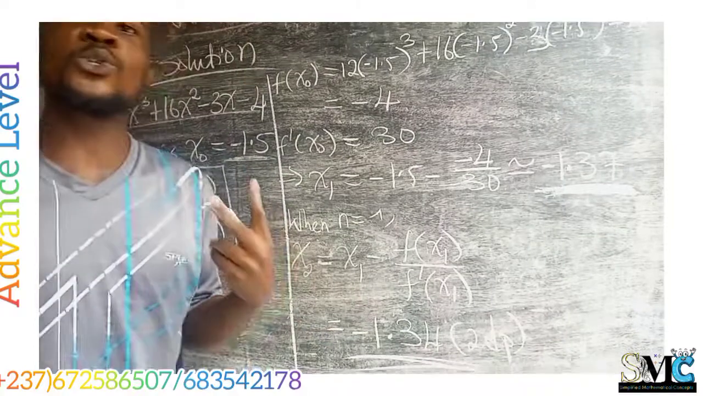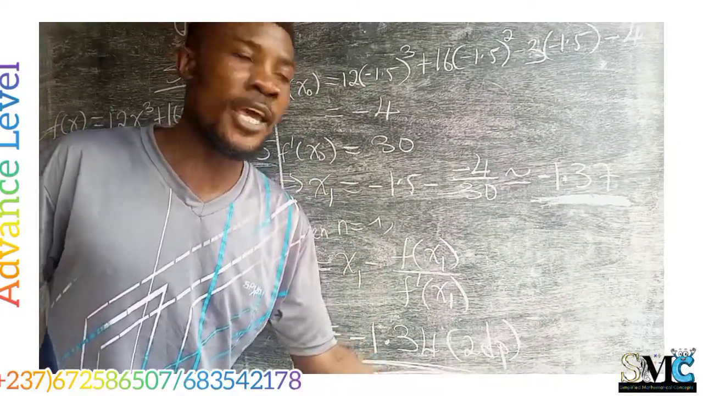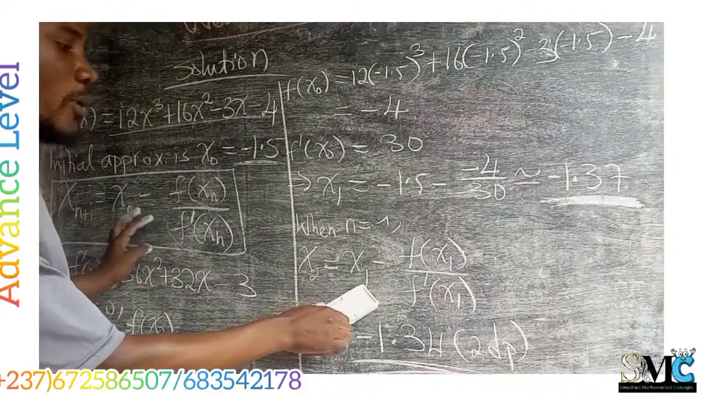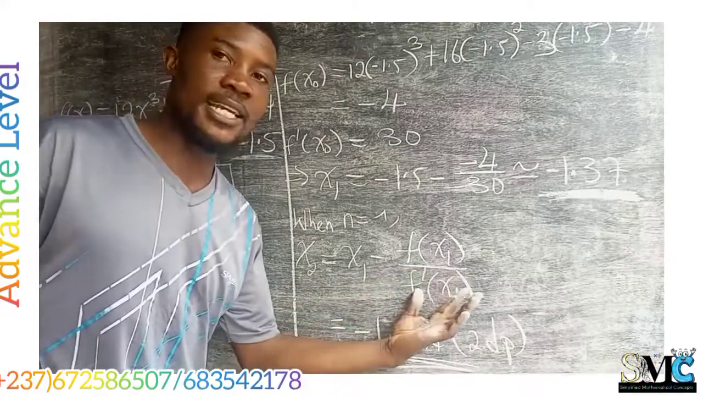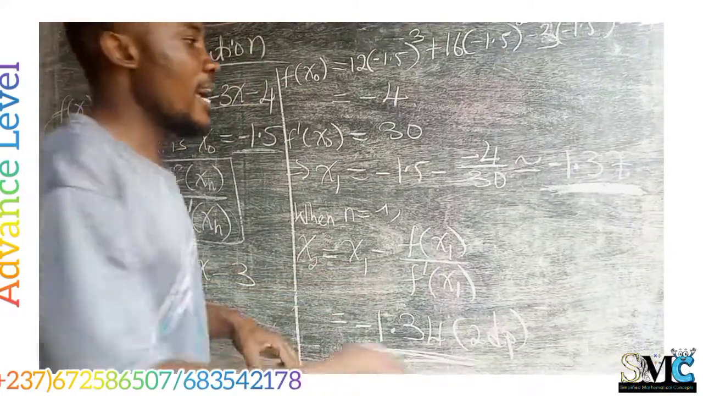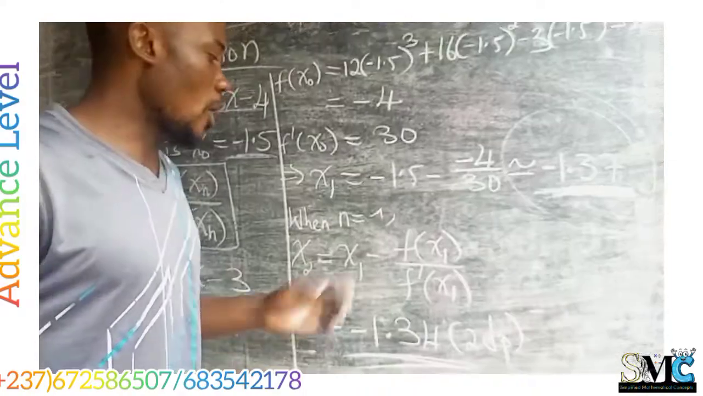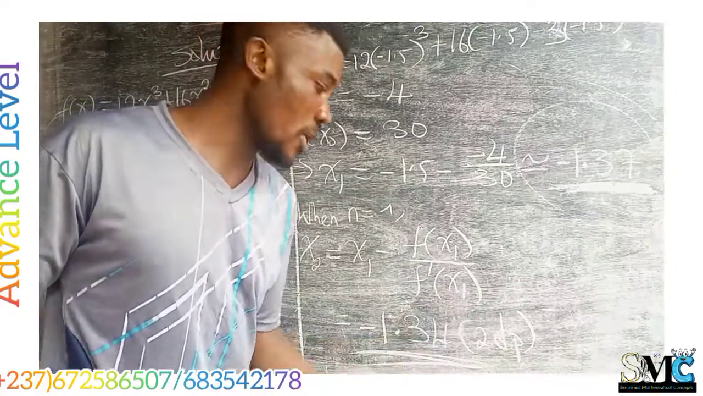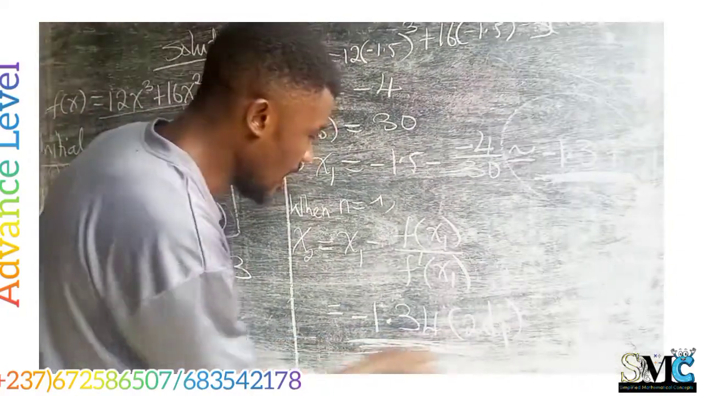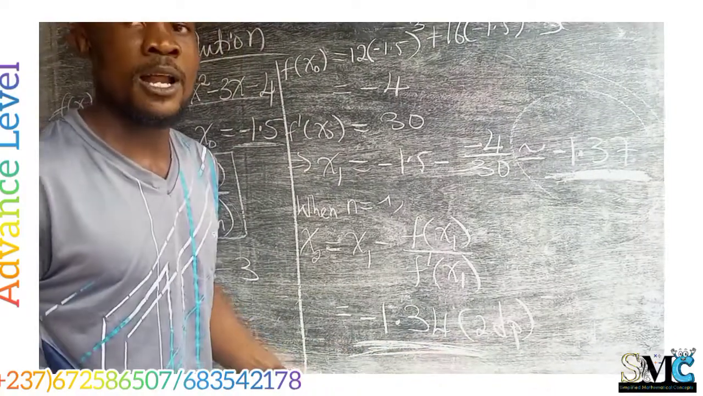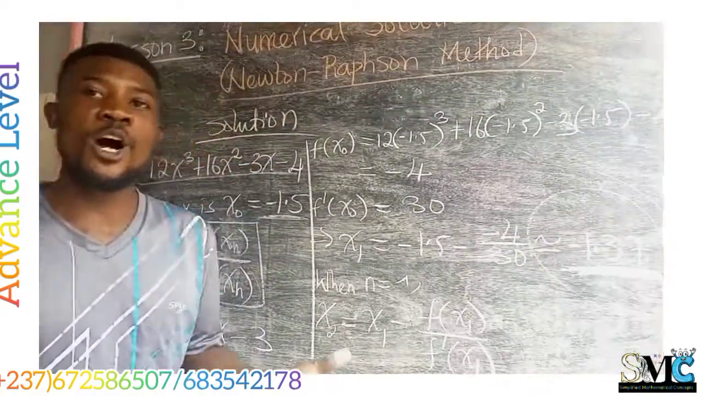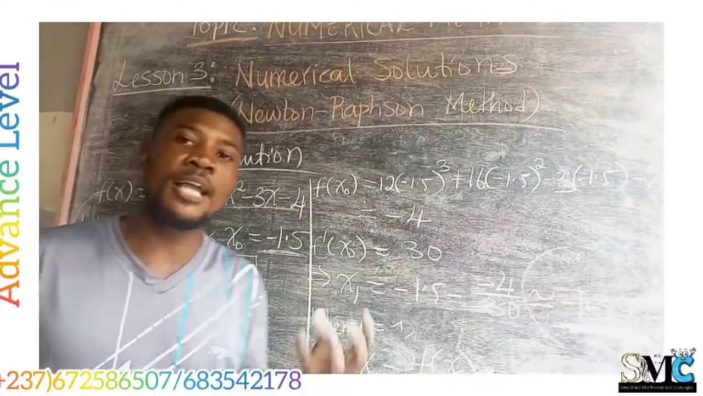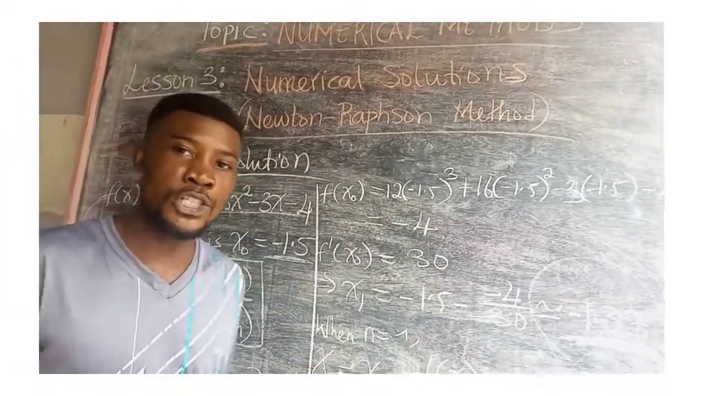But the question wants us to do 2 iterations, so we continue the procedure. When n is 1, we substitute 1 here, and we have x2 equal to x1 minus this. Again, we already have x1, which is what we had before. So we substitute here. We look for f of x1 and substitute, f prime of x1 and substitute, and then we simplify to get the answer correct to 2 decimal places, which completes the solution of the problem. So this is how you apply the Newton-Raphson method to find approximate roots for any given function. Thank you.